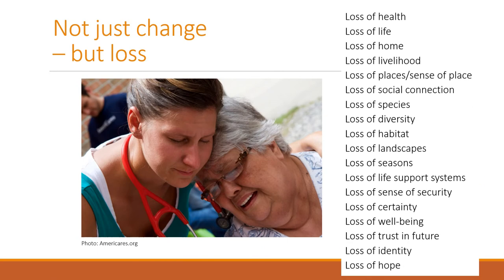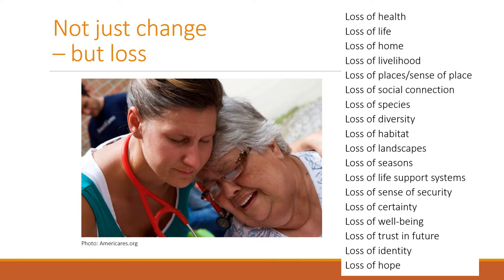What if people actually were deeply engaged, but they don't just see change coming, climate change, but loss? Here's a long list of the kinds of losses that climate change involves. Loss of health, life, home, livelihood, a sense of connection to the places where we live, or connection to each other, loss of species that we care about, or biodiversity, habitats, landscapes, loss of seasons. That may not be as much of an issue for you, but there are some, right? Differences that you recognize and people count on, and it's part of what our place and our landscapes are like. Loss of life support systems, a sense of security. We all can relate to that right now, what that's like. Even the loss of certainty that there will be a future for us to live in.